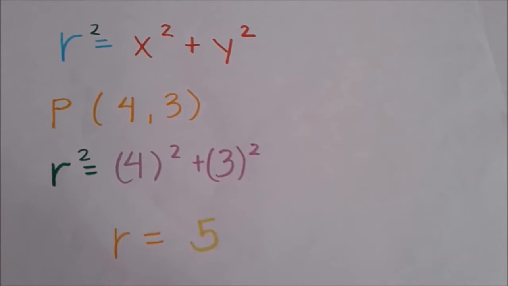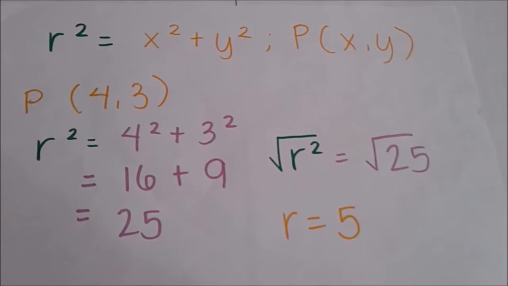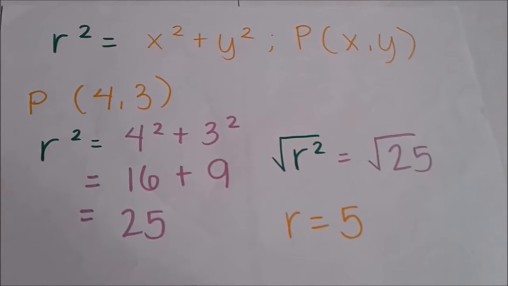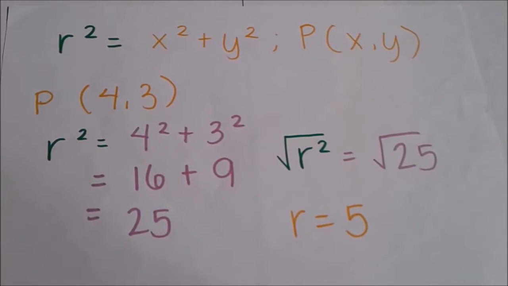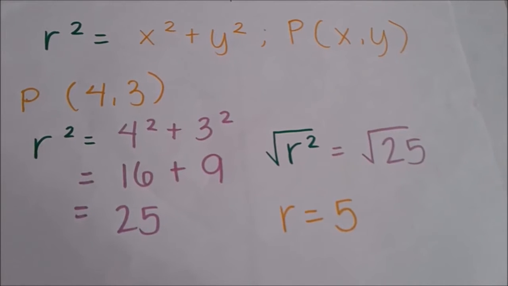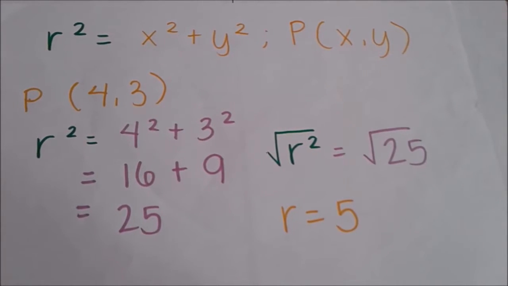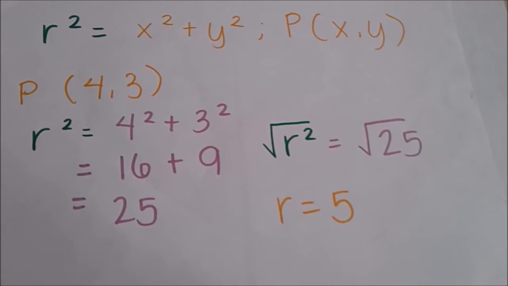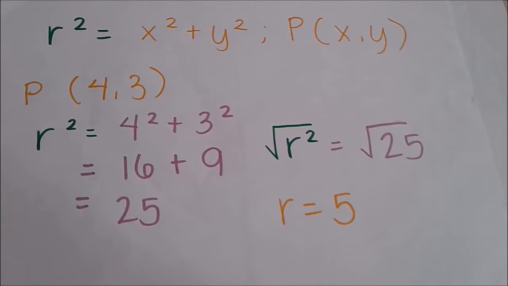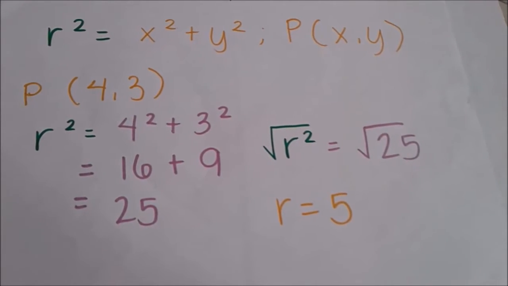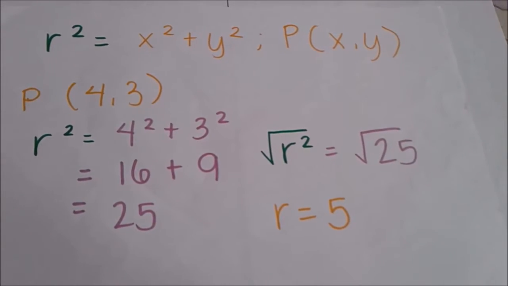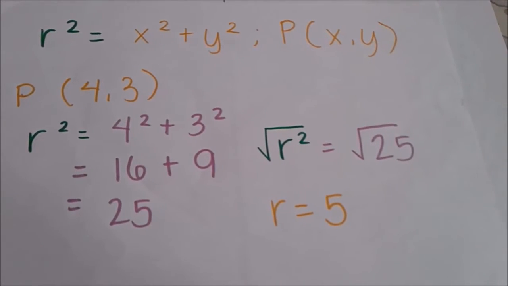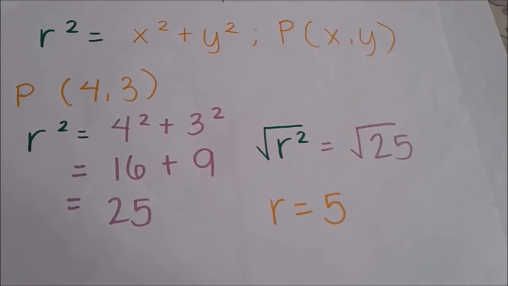For this, we must first find the radius using the Pythagorean theorem. R squared is equal to x squared plus y squared. Since our point is located at (4, 3), we must substitute the value of x and y, 4 and 3, to the equation to find the radius. X squared or 4 squared plus y squared or 3 squared is equal to 16 plus 9. 16 plus 9 is equal to 25.